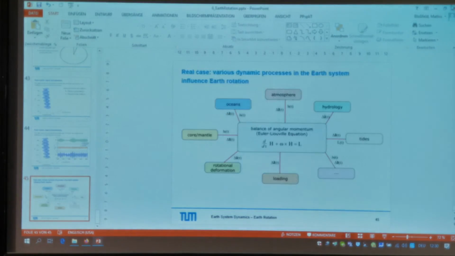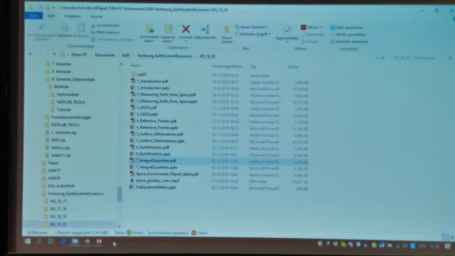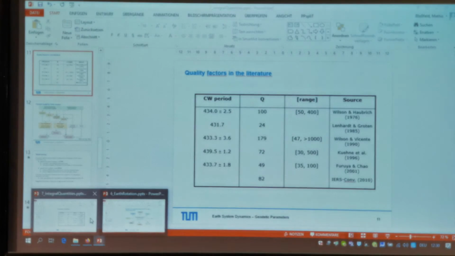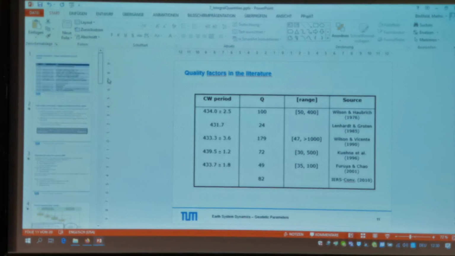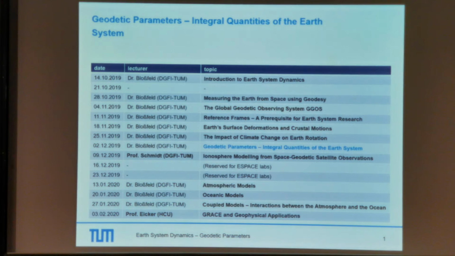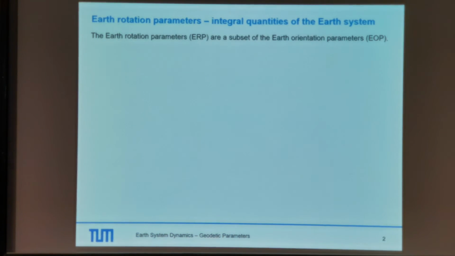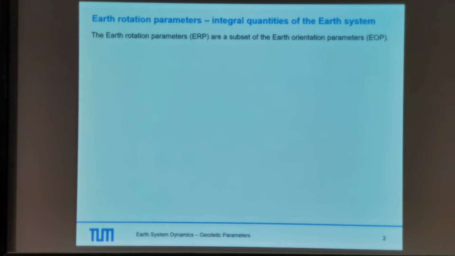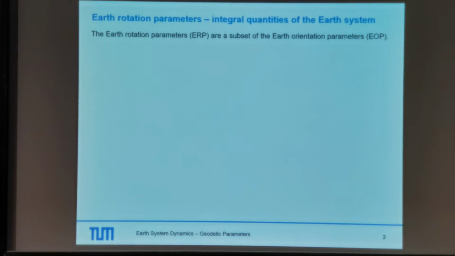Okay, so we switch not really the topic, but we extend our topic now a little bit to the next lecture, which is the lecture I actually wanted to give today, because it deals with the geodetic parameters as integral quantities, and we right away start again with the Earth's rotation. In this chapter, the Earth's rotation parameters are a subset of the Earth's orientation parameters. The Earth's orientation parameters are 5 quantities: small x, y, the Earth rotation angle, and capital X, Y. Capital X, Y are the precession and nutation parameters.